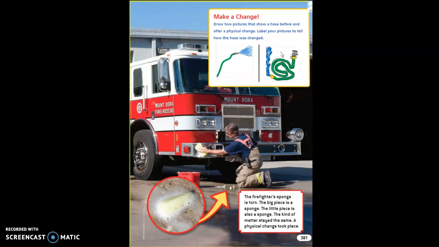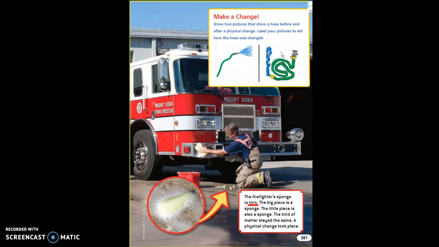The big piece is a sponge. The little piece is also a sponge. The kind of matter stays the same, but a physical change took place. So, is torn. Very good. Okay?